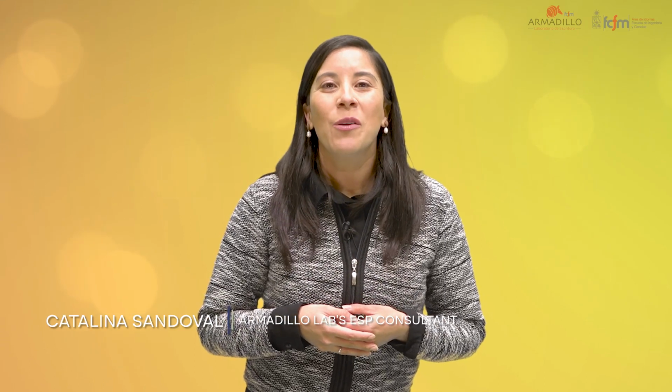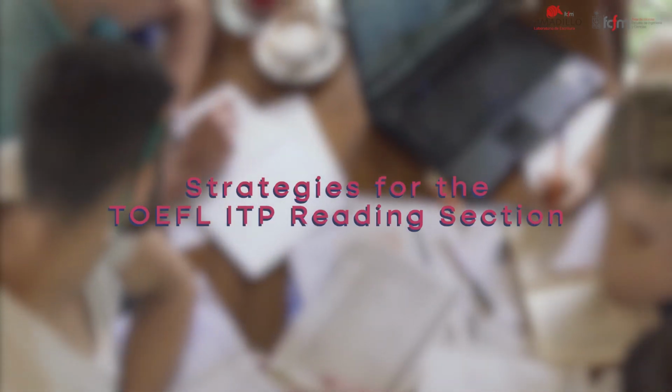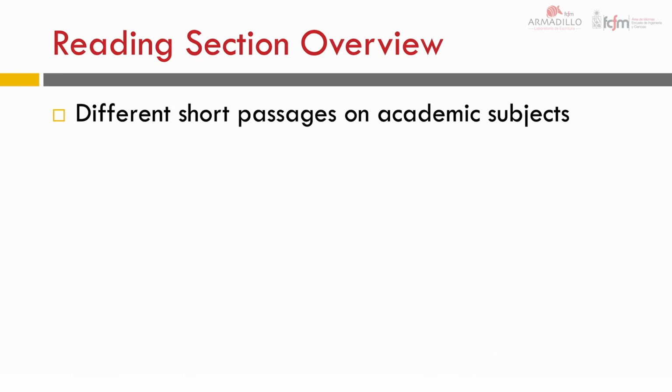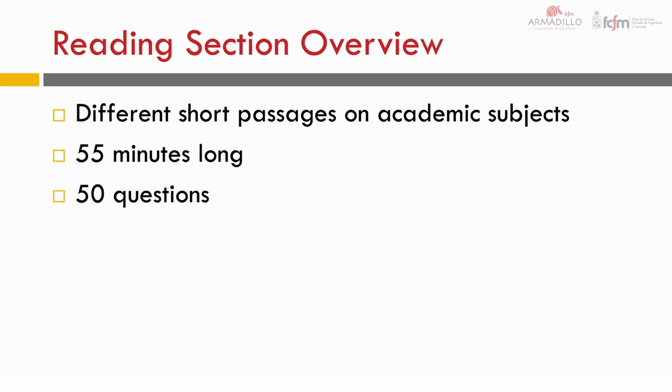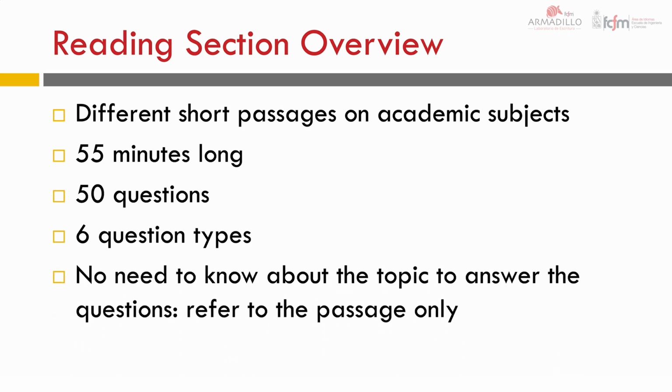In this video, I will share tips for the TOEFL ITP reading section. Okay, so the reading section overview is the following. First, you'll see different short passages on academic subjects. It's 55 minutes long. It's got 50 questions, 6 question types, and there's no need to know about the topic to answer the questions. You need to refer to the passage only, what you see in the text.